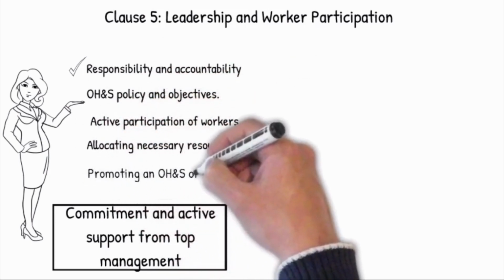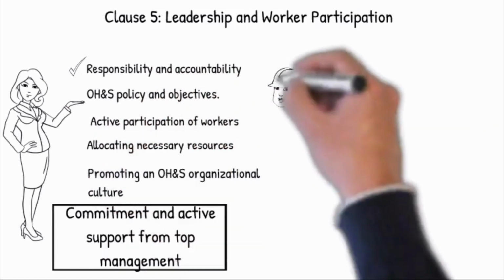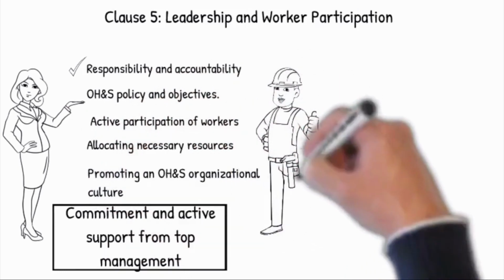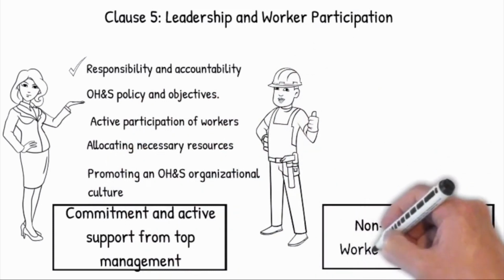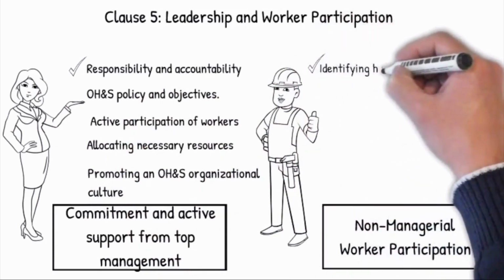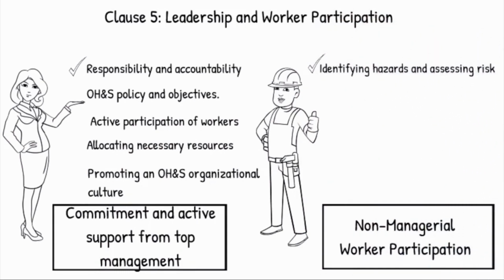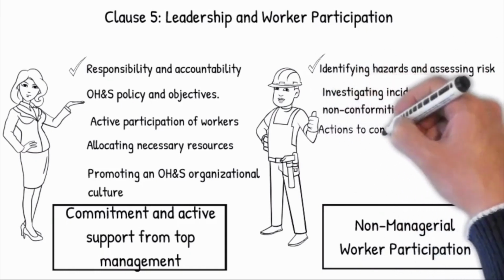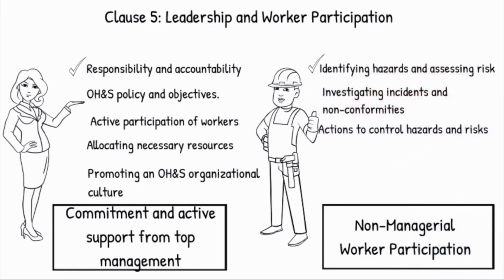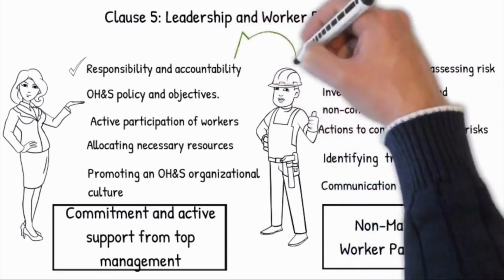Promoting an OH&S organizational culture. The organization shall establish a process to ensure effective participation of non-managerial workers in identifying hazards and assessing risk, investigating incidents and nonconformities, actions to control hazards and risks, identifying training needs, and communication.